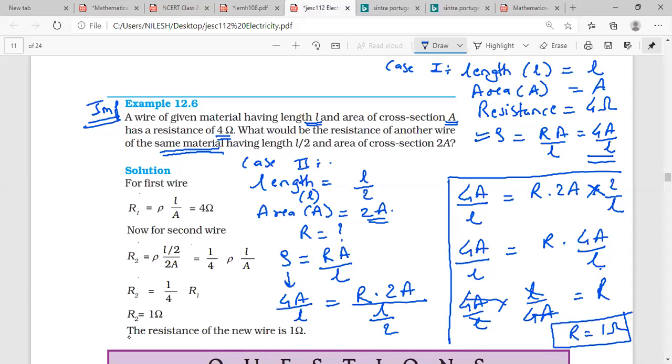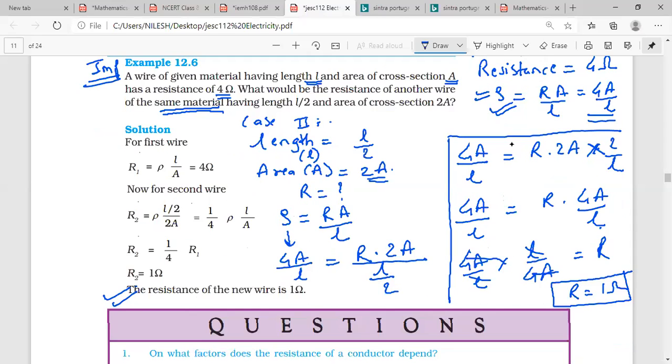Do you see this? Yes or no? This is what I always tell: no need to see what they have done. We can go by our own understanding. Length is given, area is given, resistance is given, so we can always find the resistivity. Using the resistivity, length and area, we can again find the resistance. Resistance and resistivity are two different concepts.